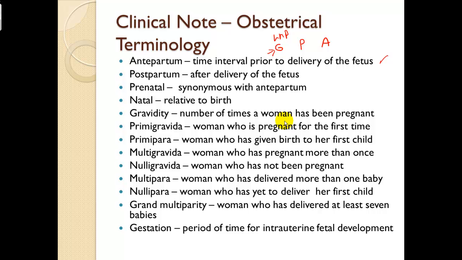Gestation, period of time for intrauterine fetal development. So 40-week gestation could be used. This means normal time period for pregnancy.